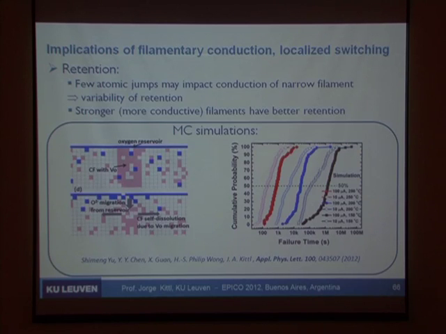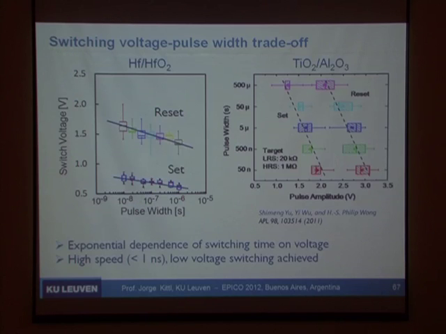And in fact, you also start to see granularity of the fact that these are small volumes. So there's an issue also with the variability of the retention. Some cells will lose their state quite fast, and some will take longer. I think this is quite well known.